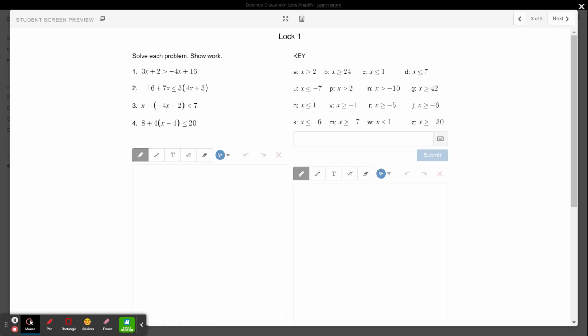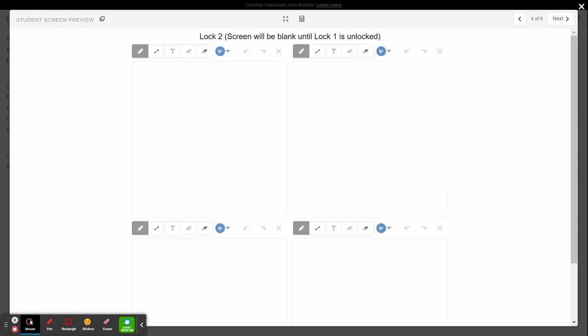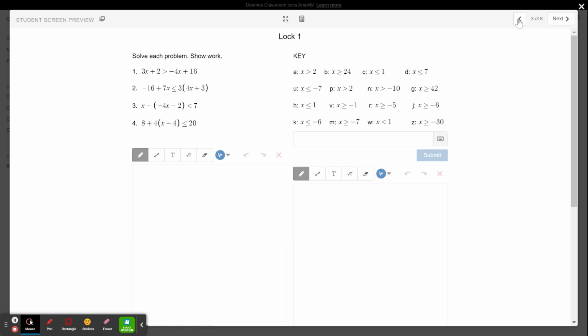So on screen 3, you're going to have to answer these 4 questions, and the answers are on the right somewhere. Let's say our first answer is A, so we'll type A and then the next letter, next letter, next letter, and then hit submit. If you're right, then the next screen will be unlocked. You'll get the next 4 problems. If you are incorrect, then you have to keep going until you are right.